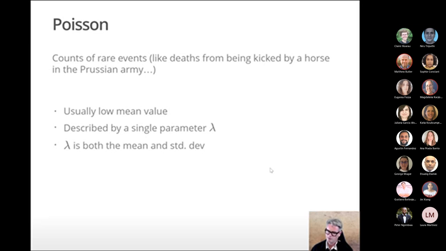One historical example of this would be something like the number of deaths from being kicked by a horse in the Prussian army. It's a strange example, you might say, but it actually is the example and the data set that was used to describe the Poisson distribution. And it was humbly described by Monsieur Poisson. He named it after himself. He studied this phenomenon in the Prussian army and published the paper a long time ago. But I digress.